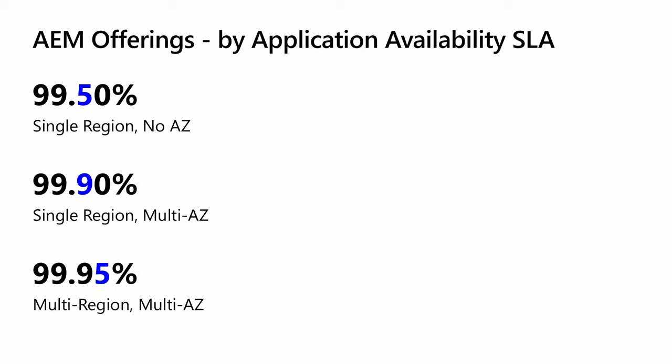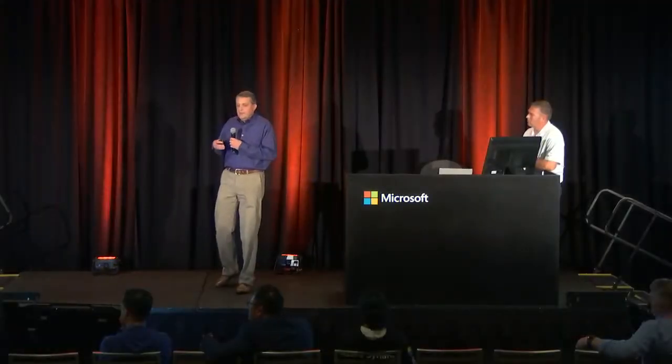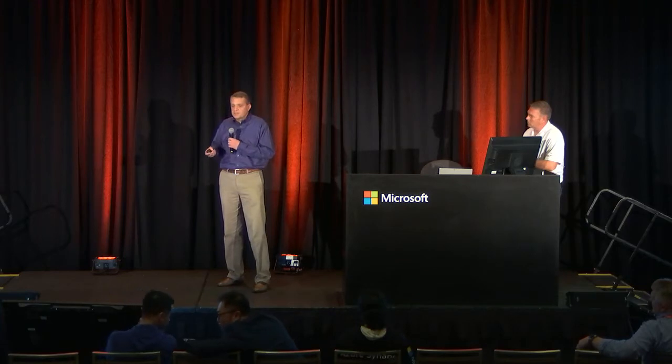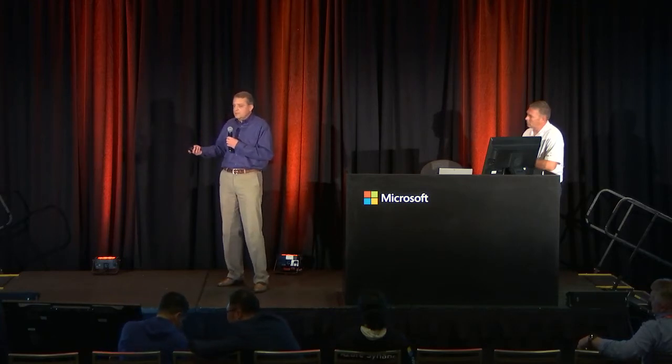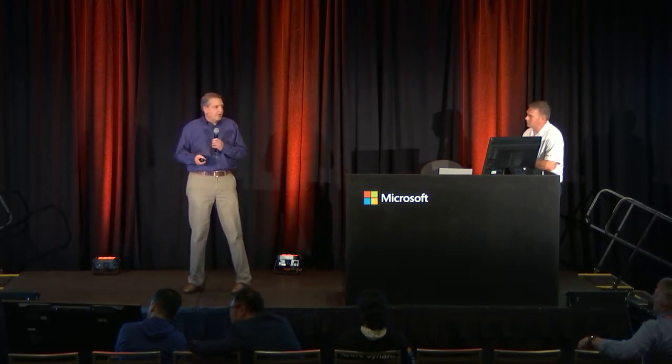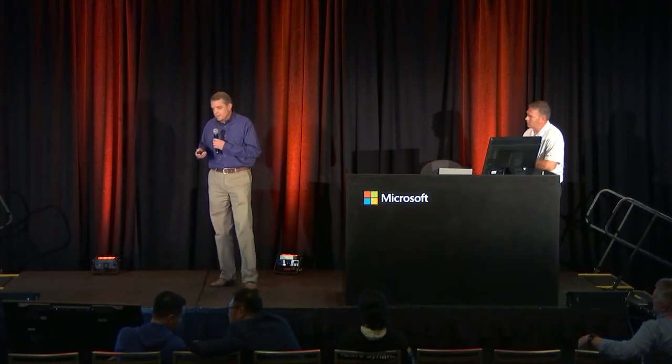As Dave mentioned, there are 3 SKUs that we offer for Experience Manager, and they are differentiated by availability. The customer can take a look at that and choose the one that makes sense for their solution, what they're trying to do. Single region with no AZs, that's our 99.5 option. Still staying in the single region, but having multiple availability zones, that's our 99.9% availability option. And then if we expand that out to multi-region with multi-AZ, that's where we have the 99.95 option that the customer has a chance to get to.